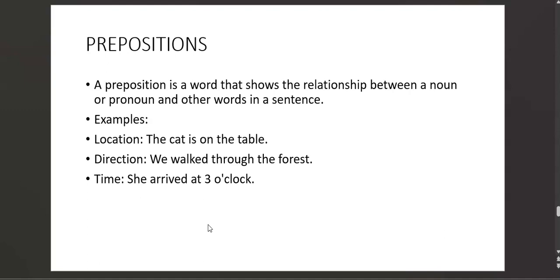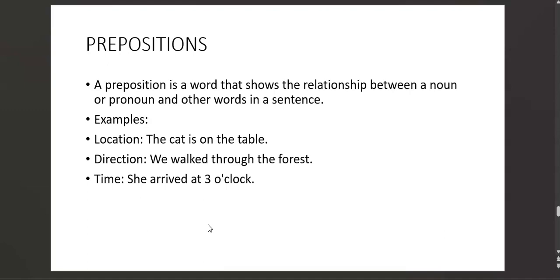Lastly, we have prepositions of time. She arrived at 3 o'clock, or she arrived at 9. She arrived at 9 a.m. She arrived at 2 p.m. So these are prepositions of time. They show us what time something was done or executed.